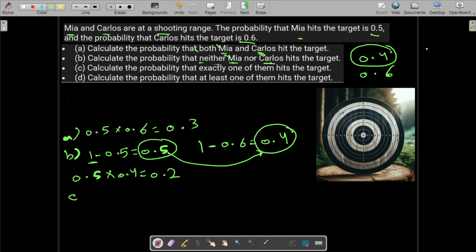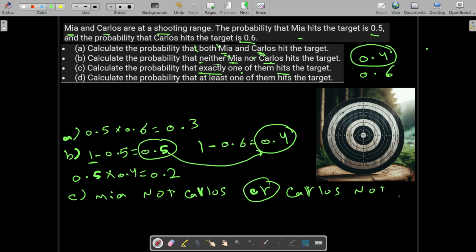Okay? Question C. Calculate the probability that exactly one of them hits the target. And here you have to keep in mind that you have two different ways. Either Mia hits the target but not Carlos, or Carlos hits the target but not Mia. And pay attention to that, please. If you understand it that way, it will be easier for you to solve.